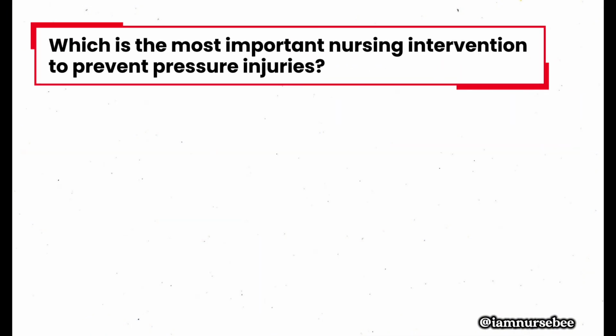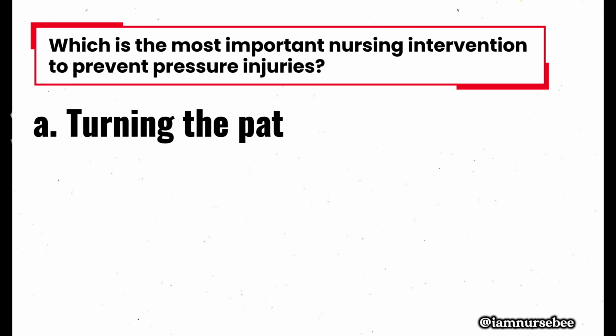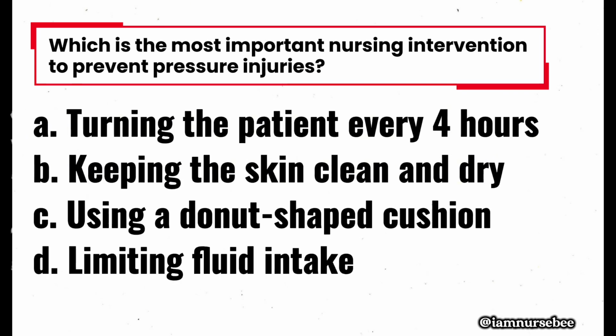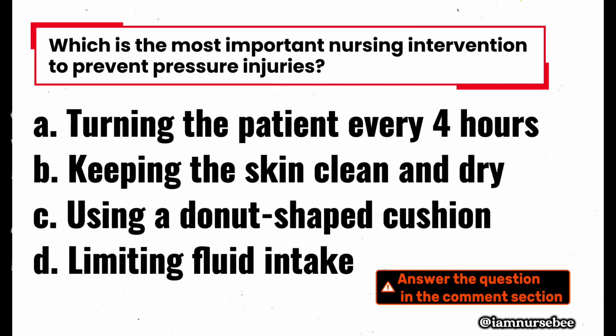Which is the most important nursing intervention to prevent pressure injuries? A. Turning the patient every 4 hours. B. Keeping the skin clean and dry. C. Using a donut-shaped cushion. D. Limiting fluid intake.